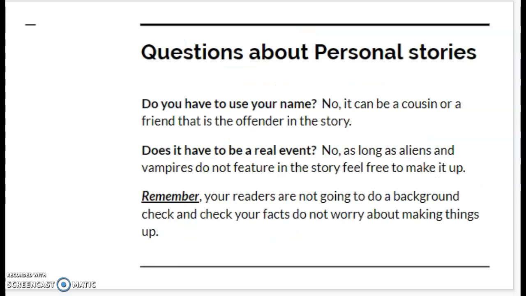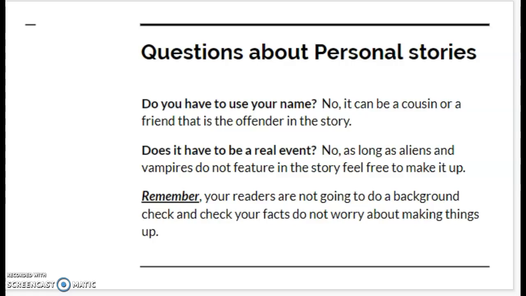Okay, so some of you may have questions about personal stories, and I understand because we can be really sensitive about our personal stories. First of all, do you have to use your name? No. This can be a cousin or friend, fictional or otherwise. We don't care. Make up a cousin, make up a friend, make up an aunt. Does it have to be a real event? Maybe you don't really have a personal story to lend to your paper. However, you can make up one. Yes, as long as there's no aliens or vampires in that story, feel free to make it up.